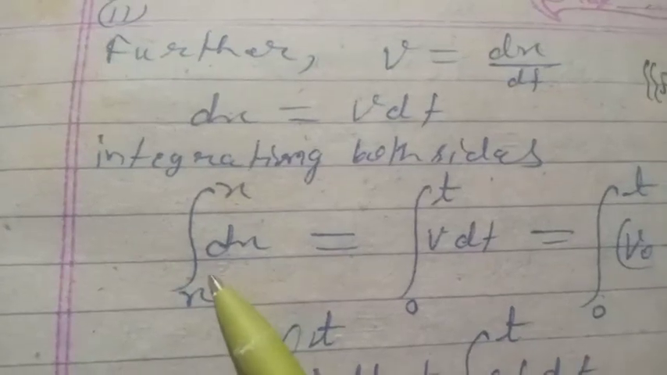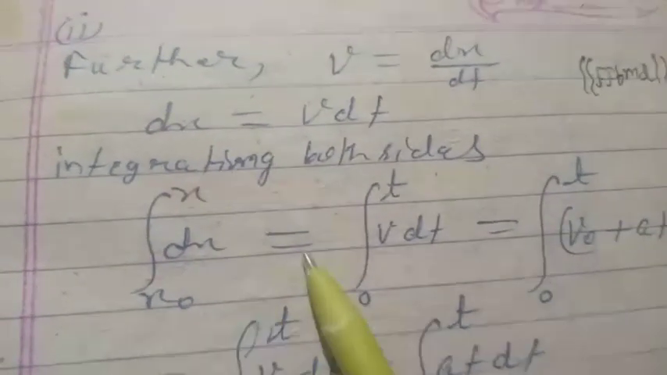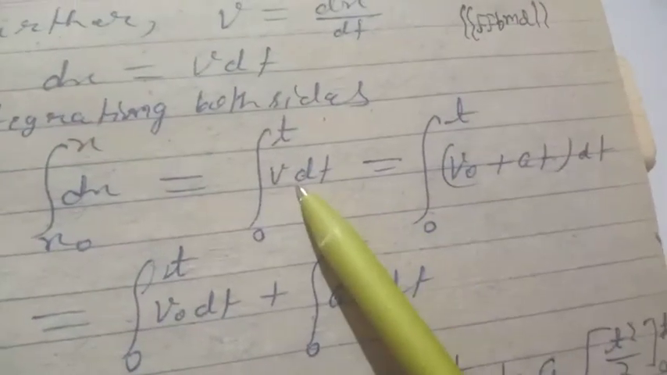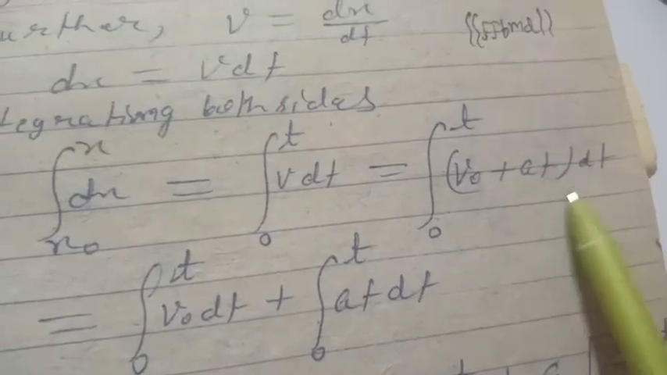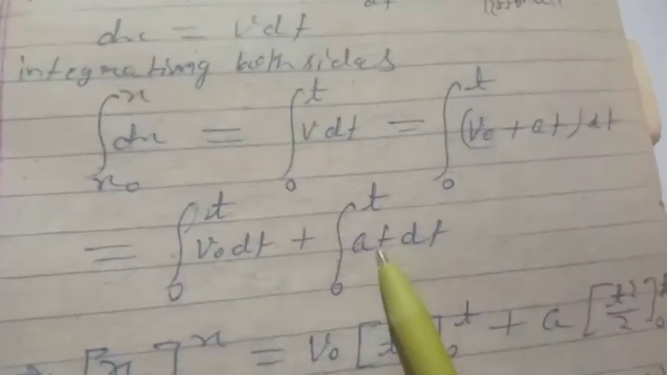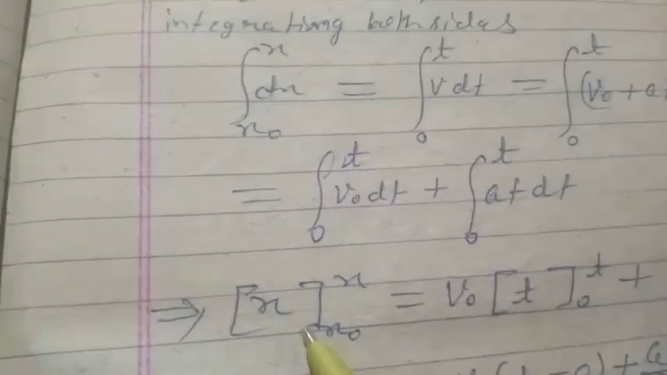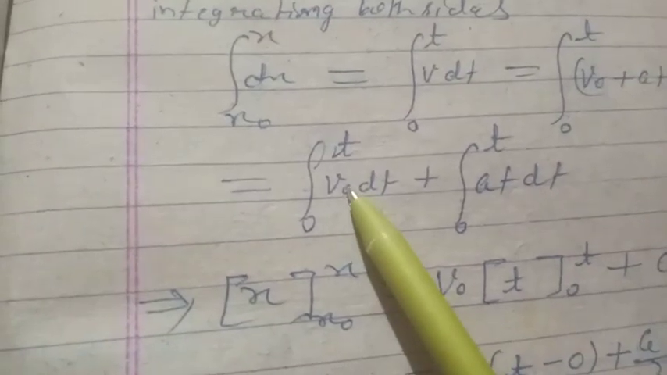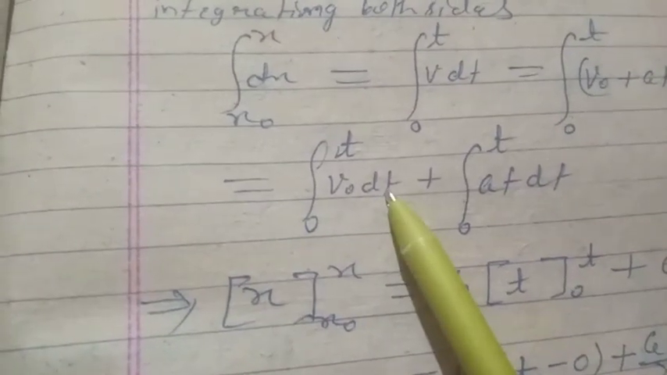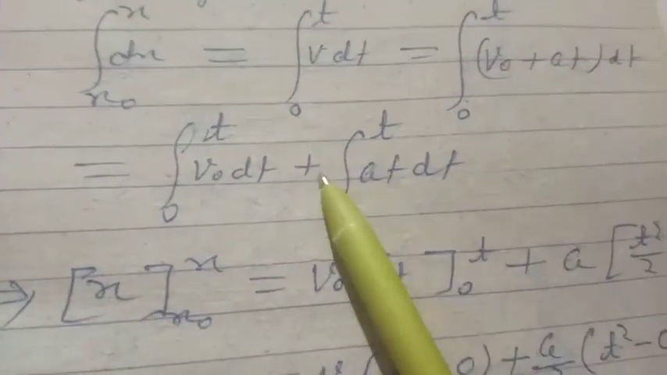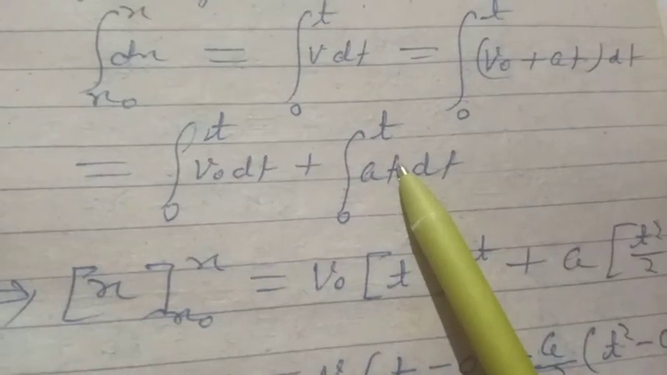within the limits. So x naught to x integration of dx equals 0 to t of v dt, and because we have calculated v equals v naught plus at, this equals 0 to t of (v naught plus at) dt, which equals 0 to t of v naught dt plus 0 to t of at dt. After integrating, dx will come to x in the limit x naught to x. Since v naught is constant, it comes out of the integration, and the integration of dt is t. So here v naught into t in the limit 0 to t, and here a is constant and the integration of t will be t square by 2.